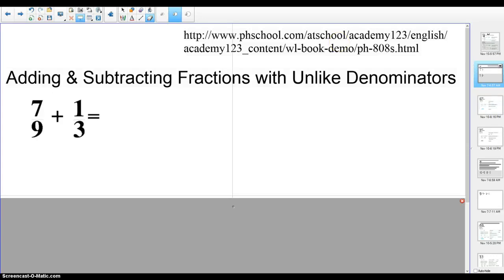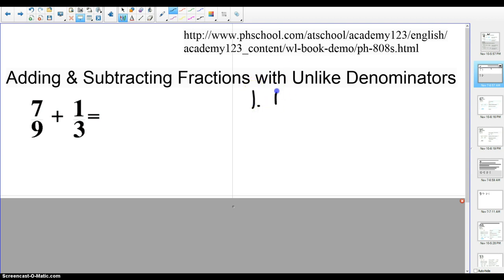So, you already have a grasp of how to add and subtract fractions when the denominators are the same. Now we need to figure out what to do when the denominators are different. And honestly, it's going to be very similar. The only difference is we need to make the denominators the same. So, we go about finding a common or making common denominators.